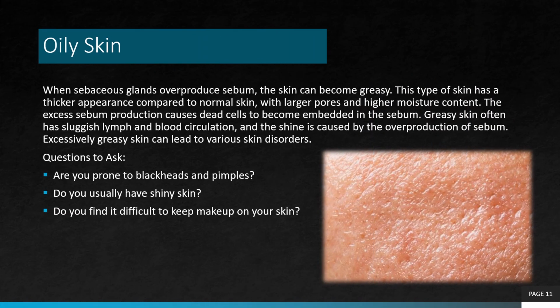When sebaceous glands overproduce sebum, the skin can become greasy. This type of skin has a thicker appearance compared to normal skin, with larger pores and higher moisture content. The excess sebum production causes dead cells to become embedded in the sebum.